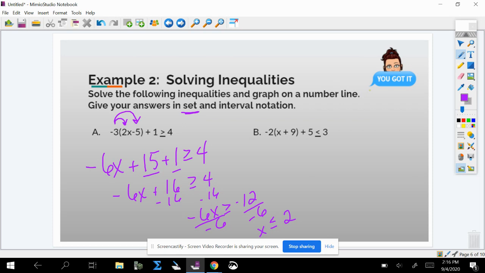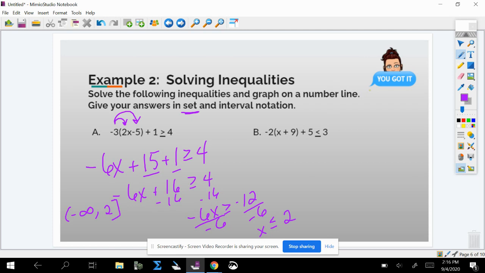As far as the interval notation, these are all the numbers that are less than or equal to 2, which means it's all the numbers as small as you can go up until we get to 2 with a bracket around it. Those are all of the numbers that go up to 2 and stop and include 2.